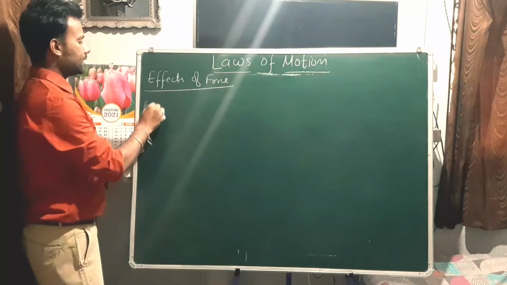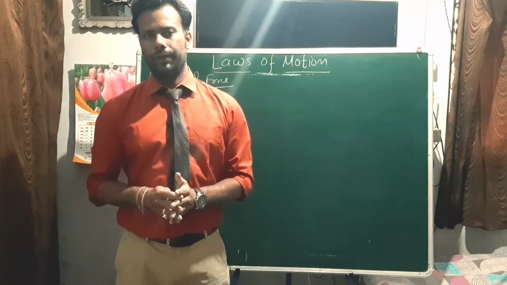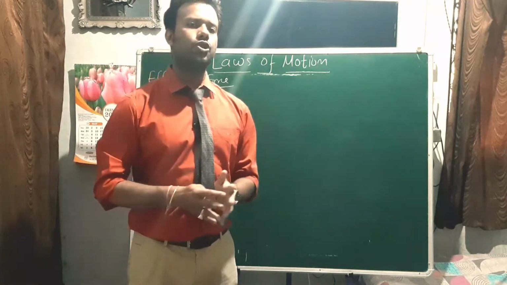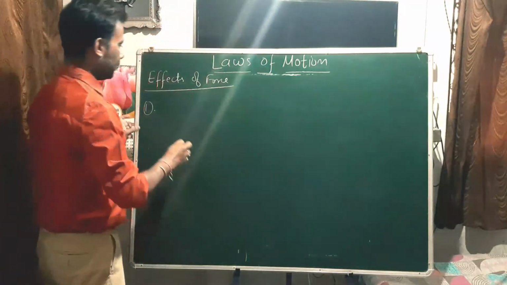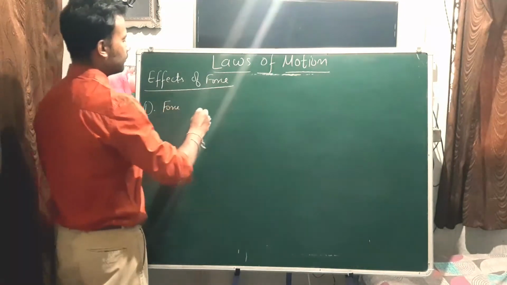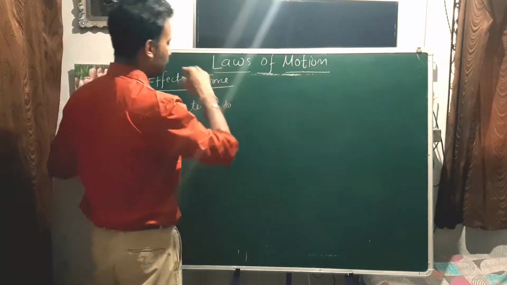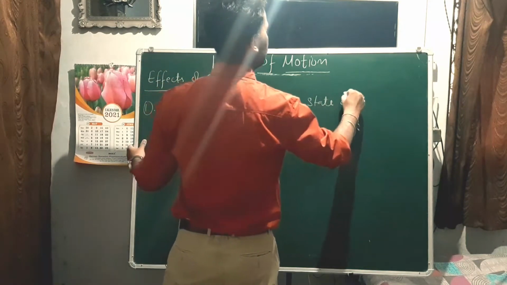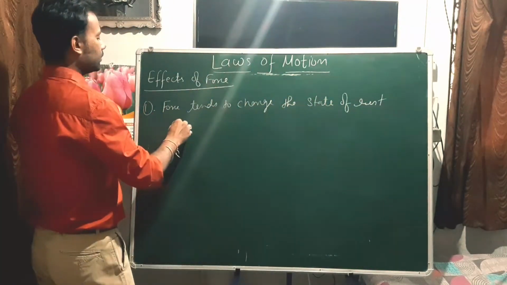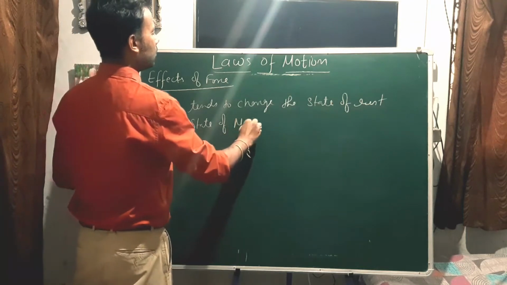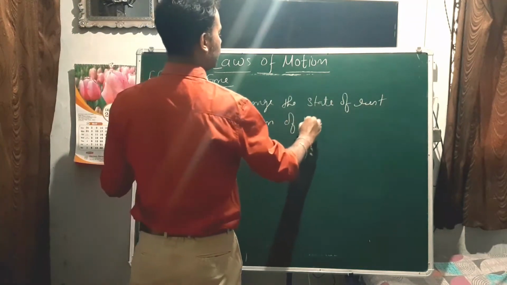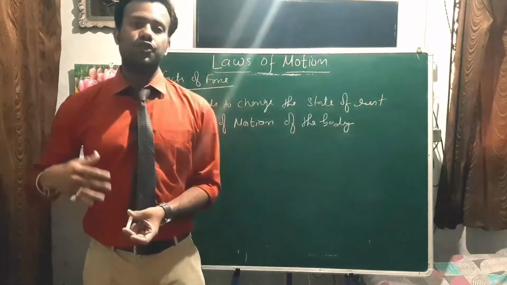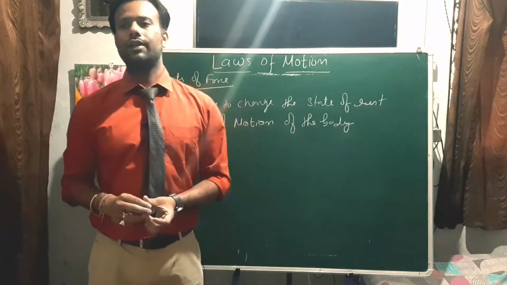Effects of force. First effect. When force is applied on a body, the force tries to change the state of rest or state of motion of the body. So this is the first effect. Force tends to change the state of rest or state of motion of the body. See, here I'm not writing that it changes the state of rest or state of motion. It just tries to change.